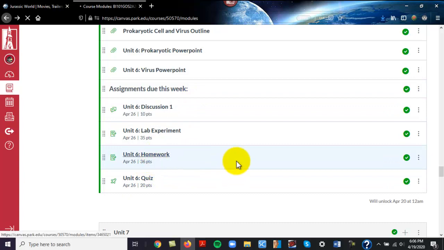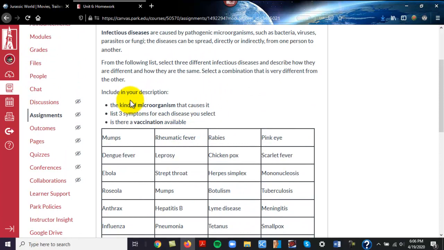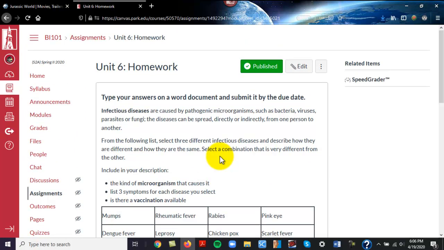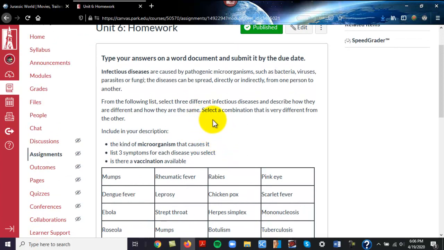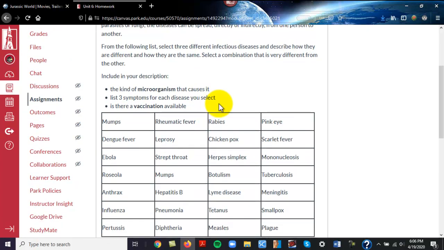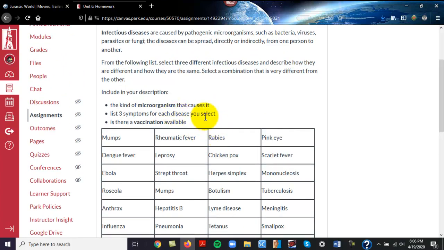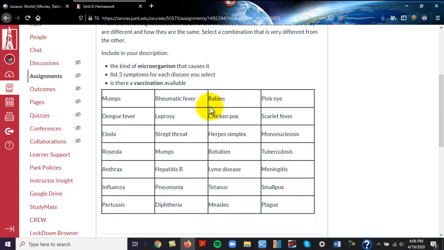Now, on the homework, you're going to be asked to pick 3 of these. I believe it's 3. Yes. Select 3 different infectious diseases. Try to pick a wide variety, but name the organism involved, like chickenpox, varicella virus. List 3 symptoms for each disease, and is there a vaccine available? Like rabies does have a vaccine.